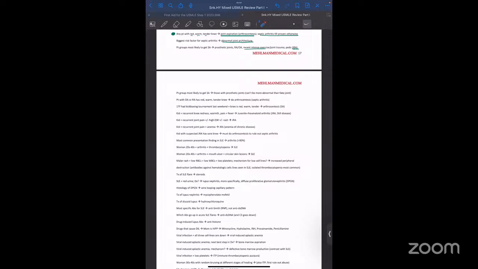Next, 17-year-old female had a kickboxing tournament last weekend. Now the knee is red, warm, and tender. Next step, do arthrocentesis for septic arthritis. Anytime the knee is red, warm, and tender, just do arthrocentesis. Next, kid plus recurrent knee redness, warmth, pain, and fever. Juvenile rheumatoid arthritis, Still disease, also known as Still disease. Okay.